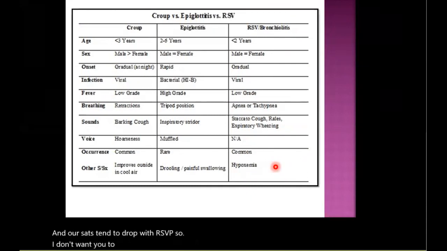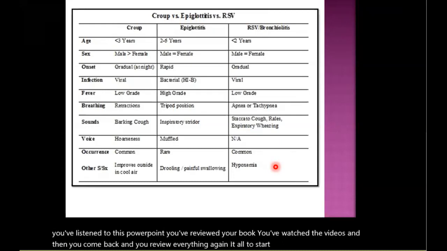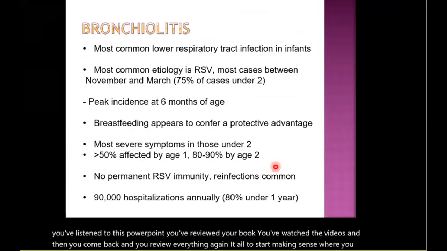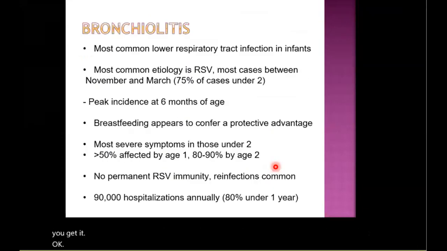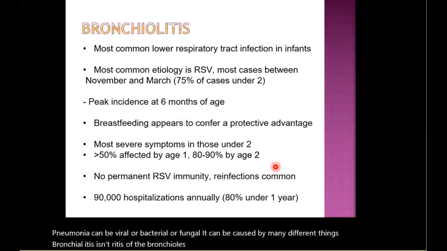I want things to make sense and fall into place after you've listened to this PowerPoint, you've reviewed your book, you've watched the videos, and then you come back and you review everything again. It ought to start making sense where you just get it. Okay. So bronchiolitis is not always RSV. Bronchiolitis is like saying someone has pneumonia, okay? Pneumonia can be viral or bacterial or fungal. It can be caused by many different things. Bronchiolitis is an itis of the bronchioles. The cause can be from many different things.